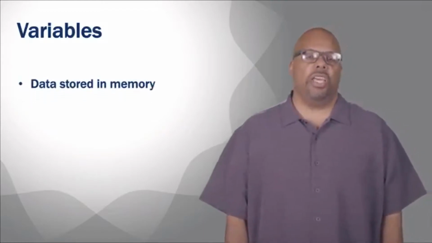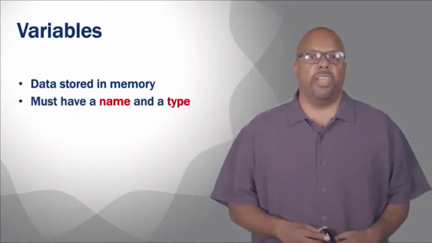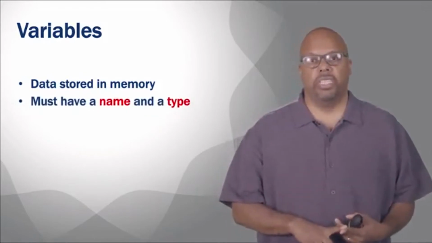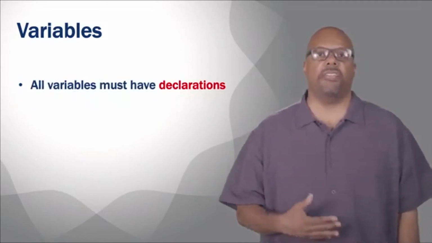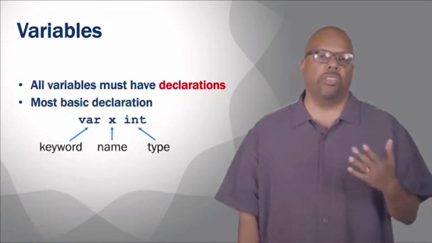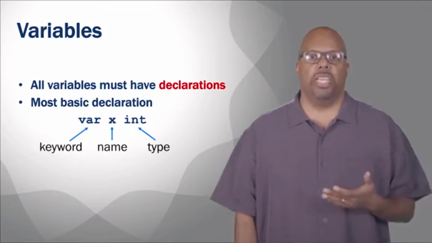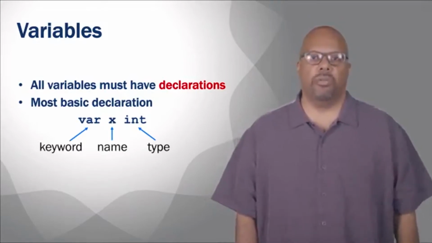So variables are basically data stored in memory somewhere, and every variable has to have a name and a type. So all variables have to have a declaration that specifies the name and the type of the variable. Here's a really simple variable declaration. It just says var x int.